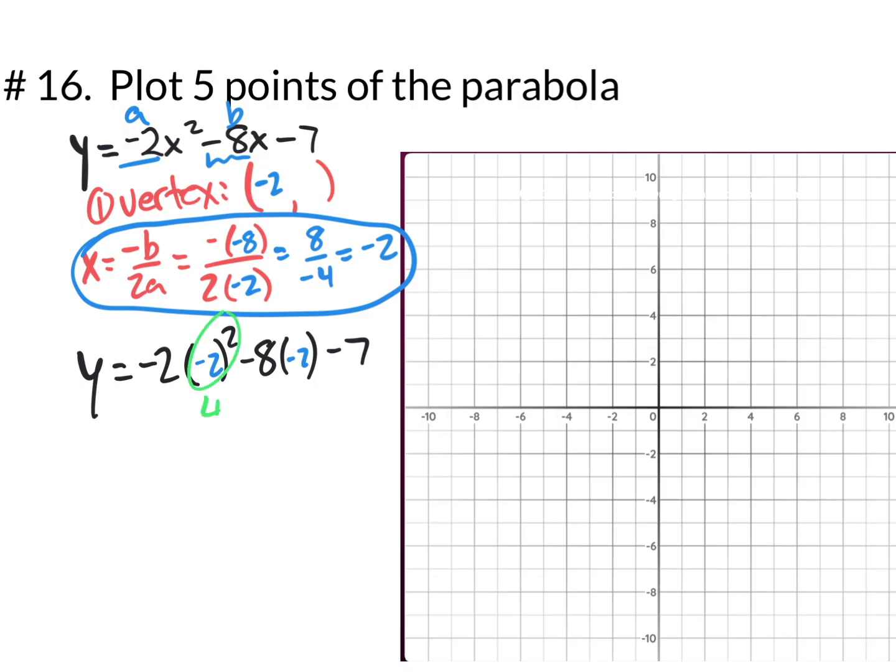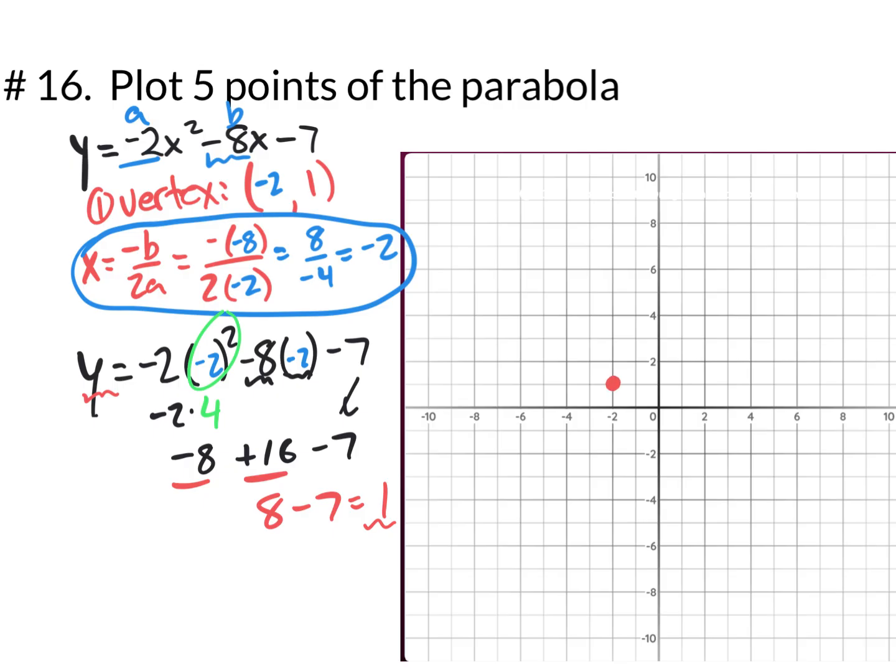-2 squared is +4. But you still have to multiply it by -2. That gives you a -8. Over here, -8 times -2 is a +16. And you bring down that -7. From left to right, you have -8 plus 16, that's 8. And 8 minus 7 is 1. And we just found that y equals 1. The y value of the vertex, that is. So you go to the location -2, 1, and you put a dot right there.